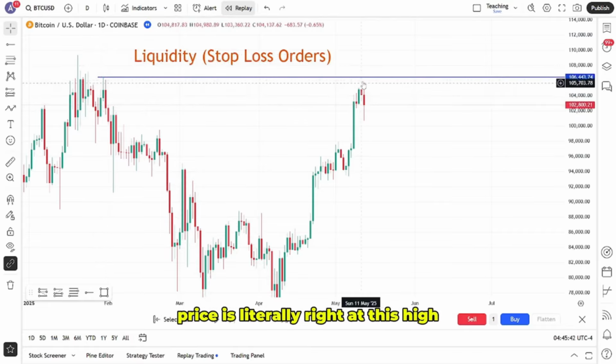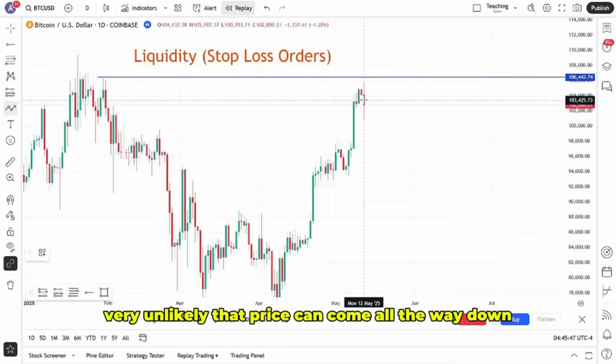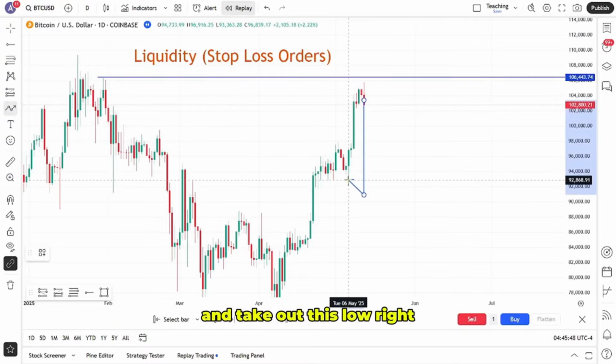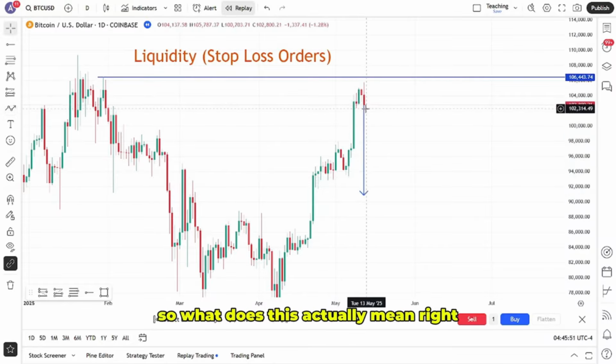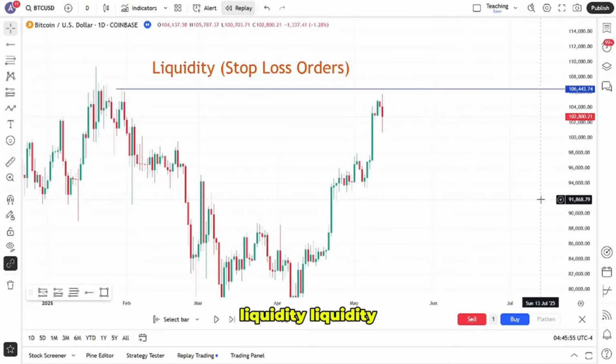Price is literally right at this high. We've been bullish, and it's very, very unlikely that price can come all the way down and take out this low, right? Very, very unlikely. So what does this actually mean, right? What does this actually mean? Because we all hear about liquidity, liquidity, liquidity. It's like some buzzword that gets thrown around. What does this actually mean?